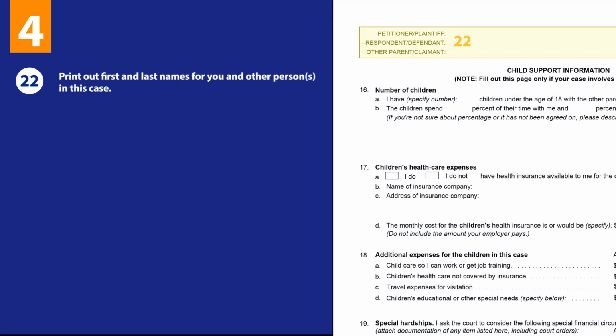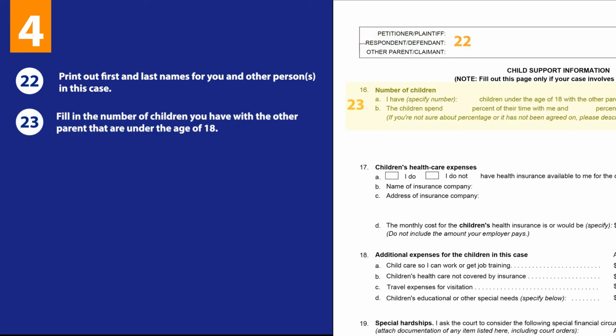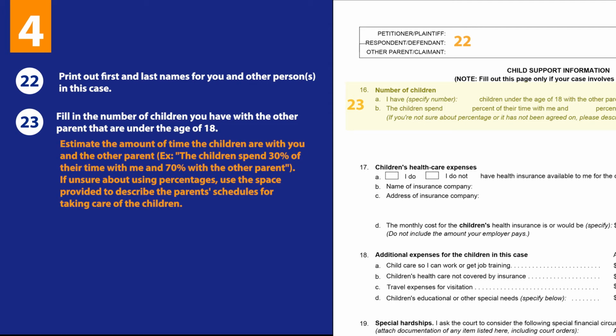Print out first and last name for you and other persons on the case. Fill in the number of children you have with the other parent that are under the age 18. Estimate the amount of time the children are with you and the other parent. If unsure about using percentages, use the space provided to describe the parents' schedules for taking care of the children.